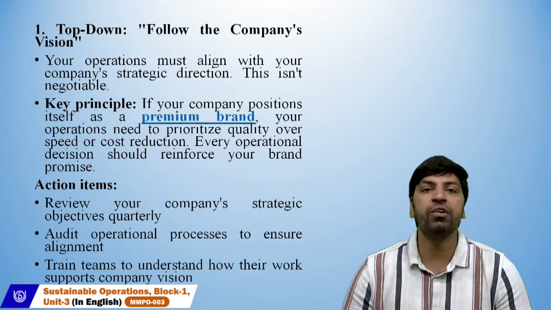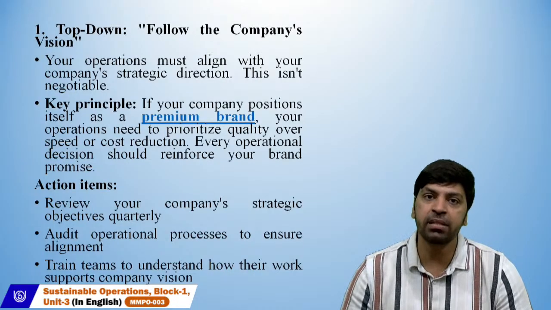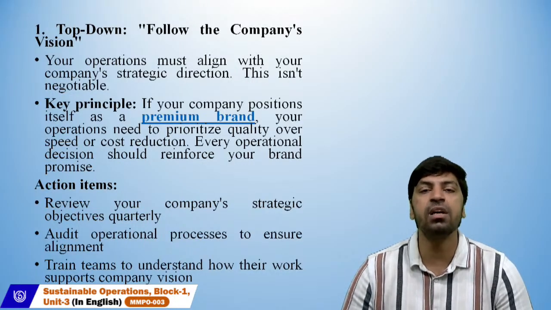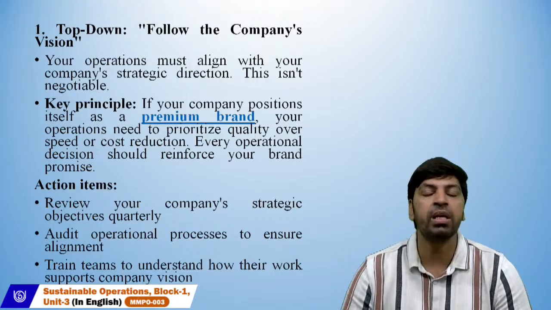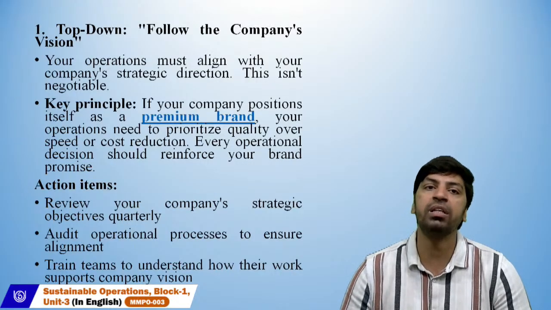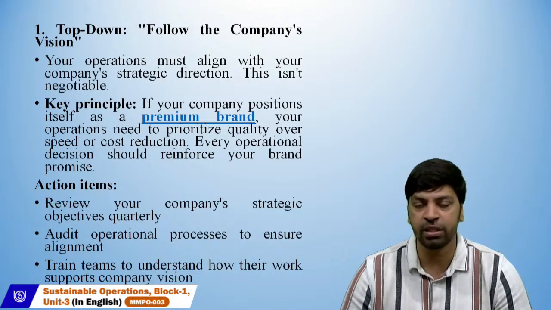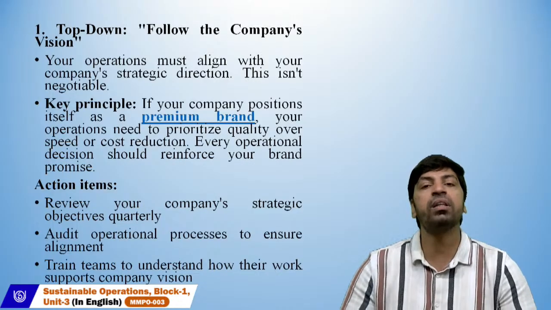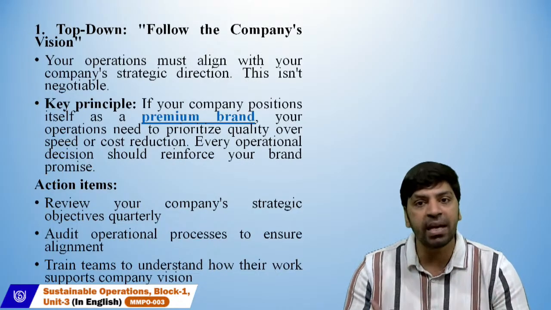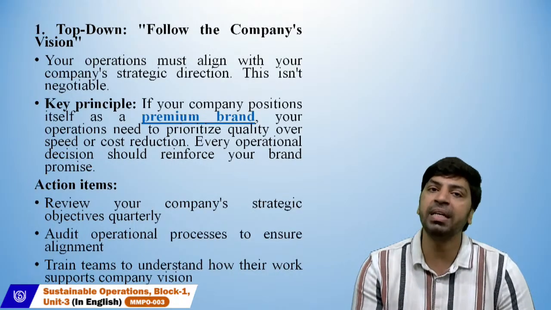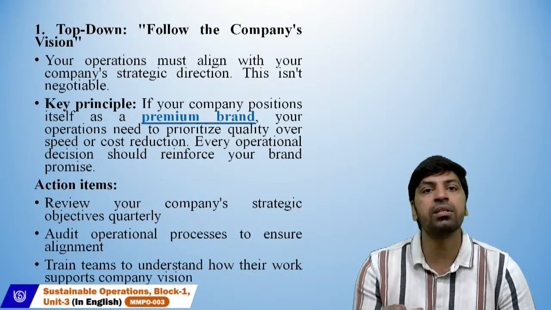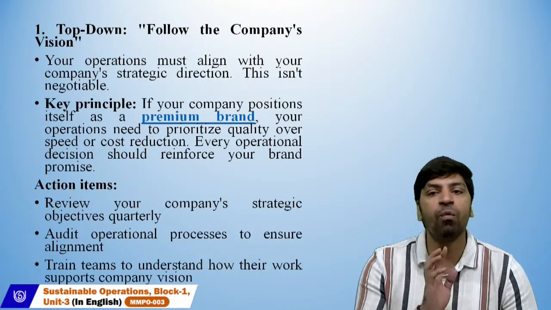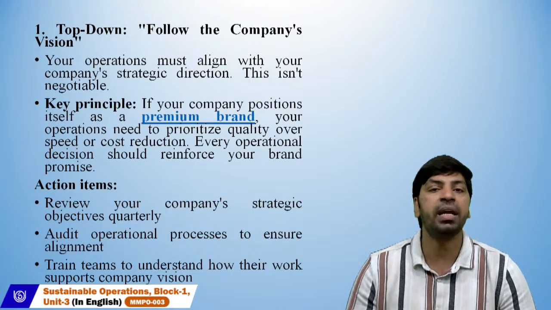Let's have an overview of these four aspects. The first one is top down. It always says follow the company vision. Your operations must align with your company's strategic direction, and this should not be negotiable in any way. So whatever operations are decided, they should align with the company mission, follow the company's strategic direction and work accordingly, which cannot be negotiable.